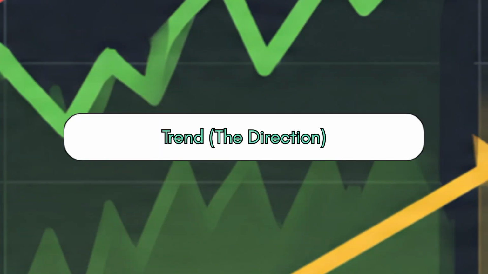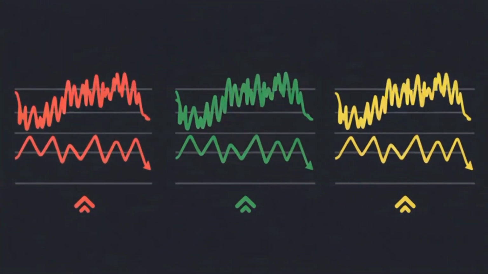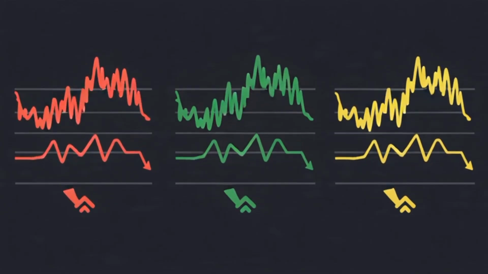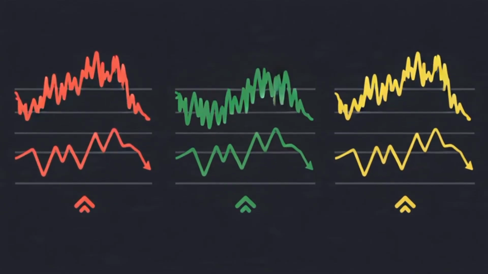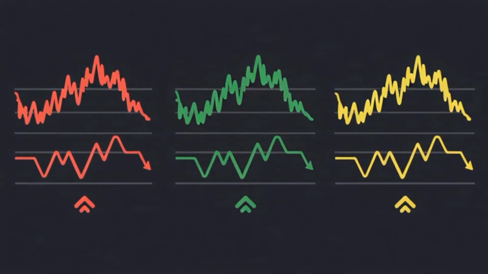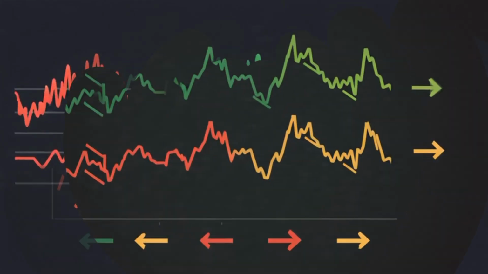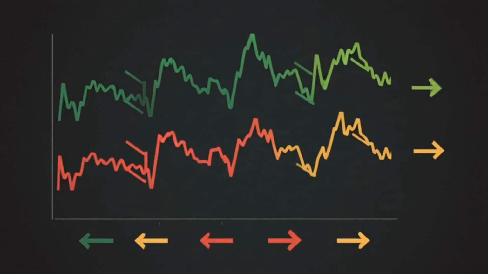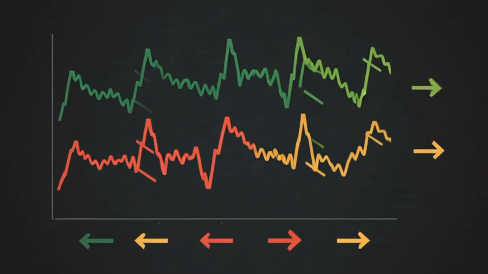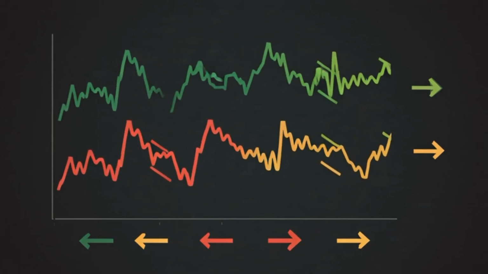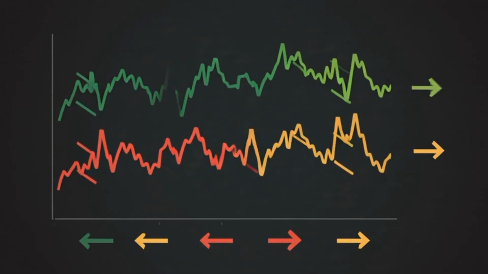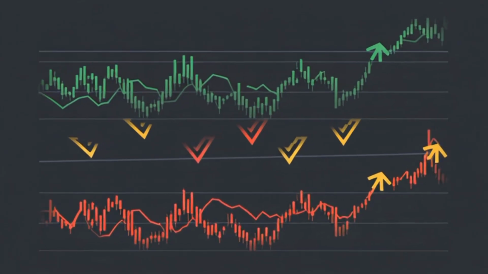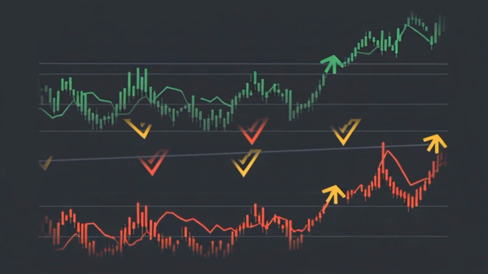Number 1 is trend, the direction. The general direction of the stock's movement is known as the trend. It's the simplest to identify. An uptrend is when there is a pattern of higher highs and higher lows on the chart. The general direction is upward. It is in a downtrend if it is making lower highs and lower lows. The general trend is downward. It is referred to as a sideways or ranging trend if the price is primarily moving sideways, alternating between the same general high and low points. Knowing the trend enables you to gauge the mood of the market at the moment.